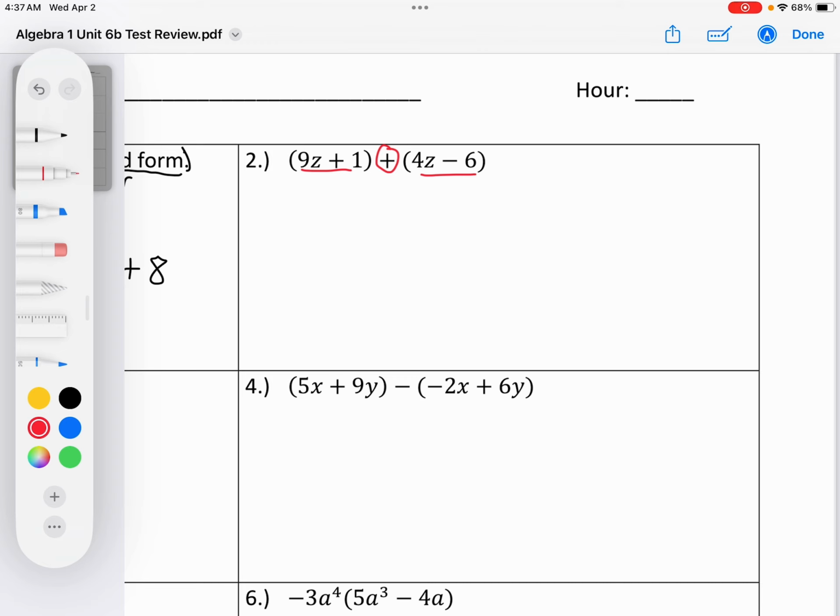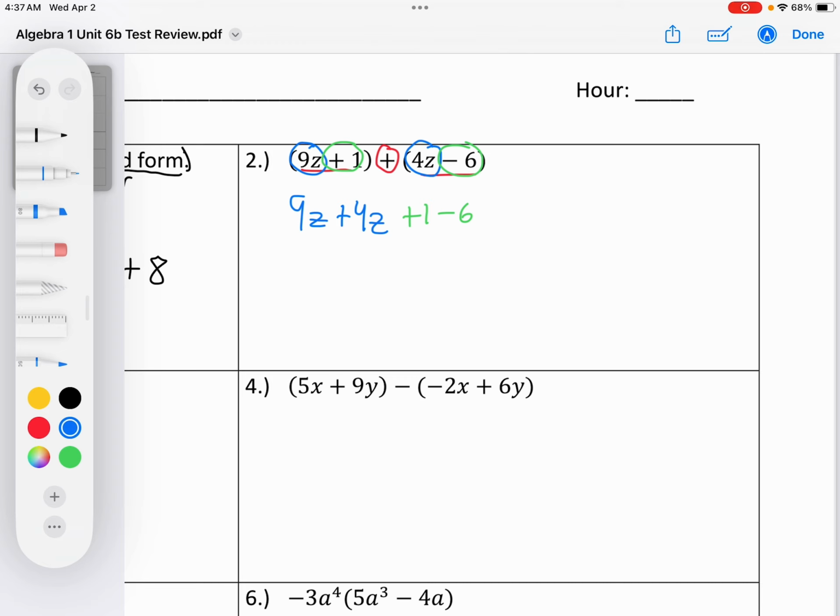So when we're adding, all we need to do is find the like terms. So the first thing that I see is 9z. If I look at the other terms that I have, I see a 4z. Those are like terms because they both have z. So 9z and 4z would be like terms that I'd put together. And then the next thing I see is this plus 1. I can see that would be a like term with the minus 6 because both of those don't have a variable. So the plus 1 and the minus 6, those would be like terms that I'd put together.